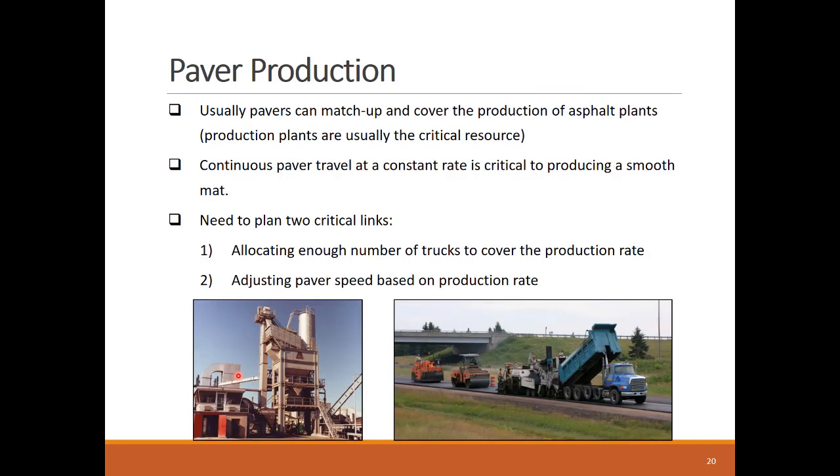As the asphalt plant is a significant capital asset, the placement, production, and equipment follow the rate of producing the asphalt from the plant. Also, it is critical to maintain a constant travel speed of the paver to produce a quality pavement. So we need to plan well for the two main links in this production process: the number of asphalt hauling trucks and the paver speed.